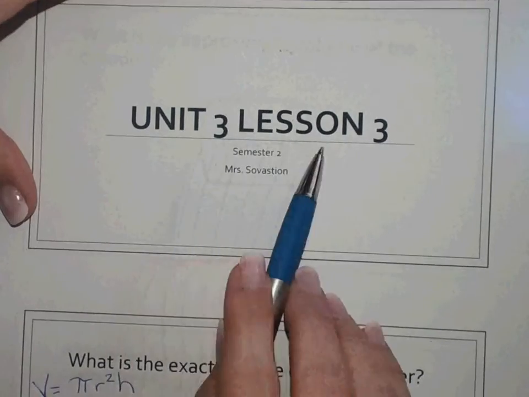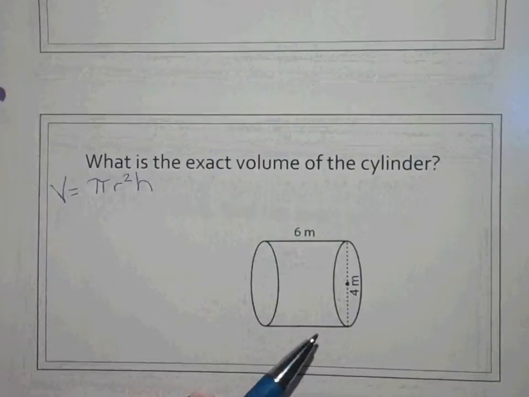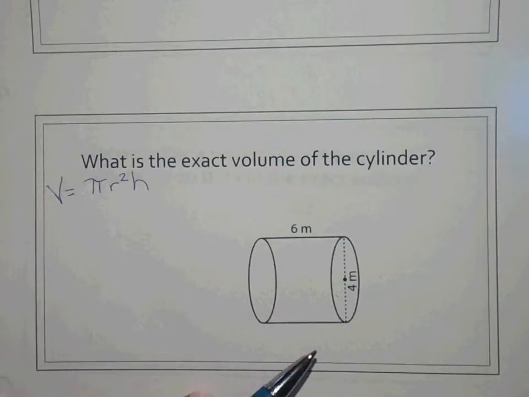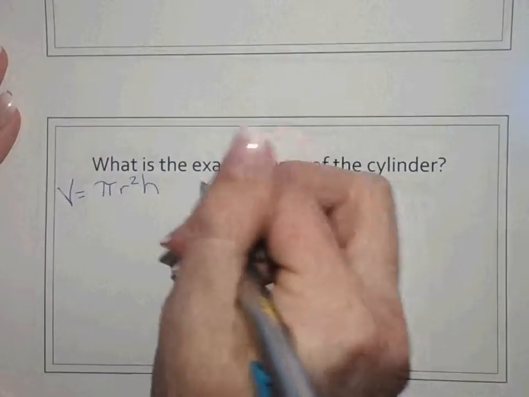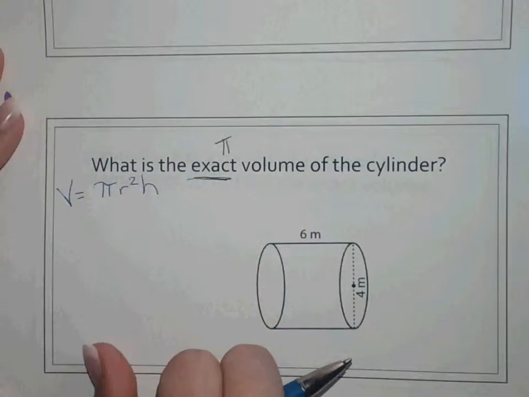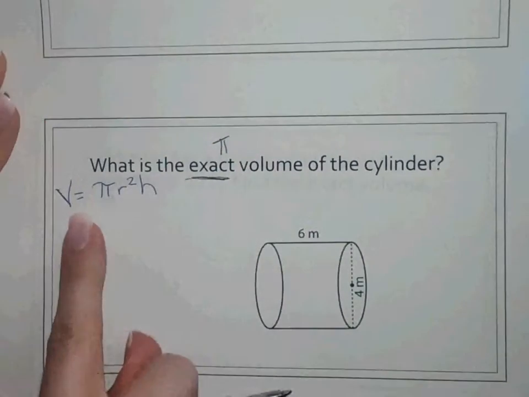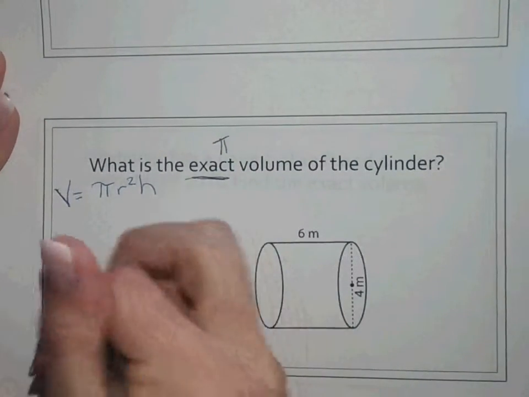We're going to look at Unit 3, Lesson 3, talking about cylinders. So our first question type is, what is the exact volume of a cylinder? When they ask for the exact, they want you to leave pi in the equation. Okay, so all we're going to do is plug in what we know.